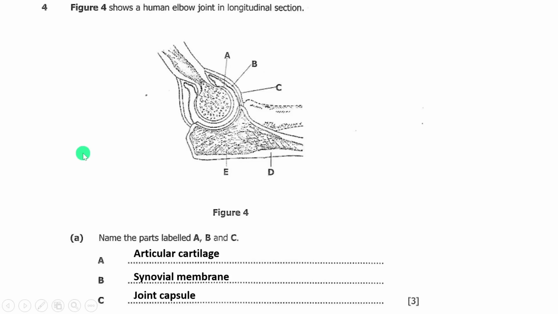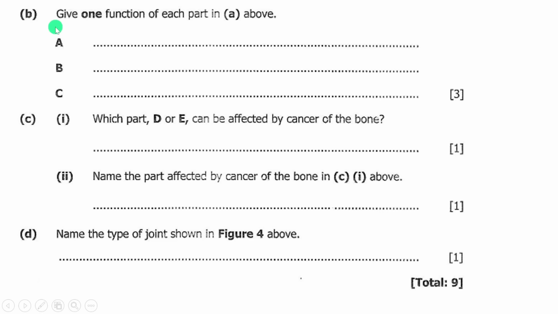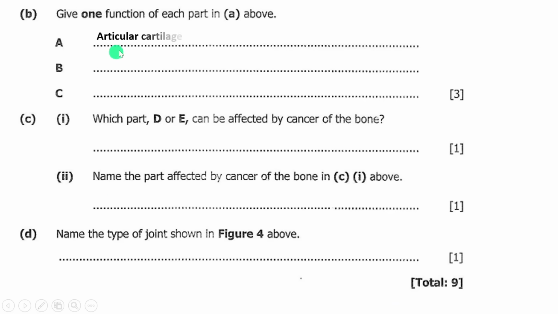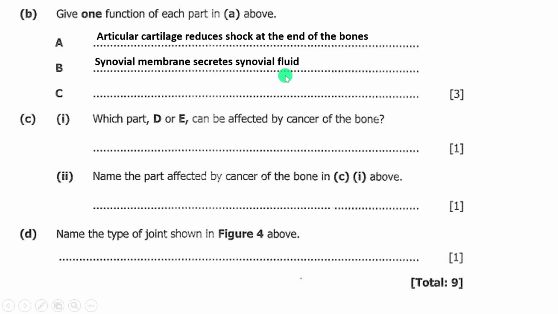So let's proceed to the other part of the question, which is part B. It says give one function of each part in A above. So those parts which we have already looked at, we need to give the function of each of these. If we start with the articular cartilage, we are saying articular cartilage reduces shock at the end of the bones. Then B here, which is synovial membrane, secretes synovial fluid. Then C here, which is joint capsule, encloses the joint membrane. So that's what it does.